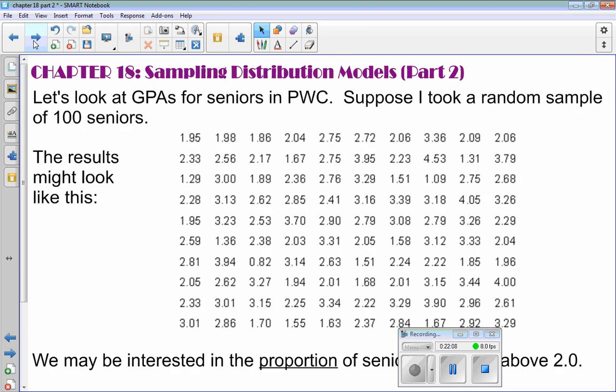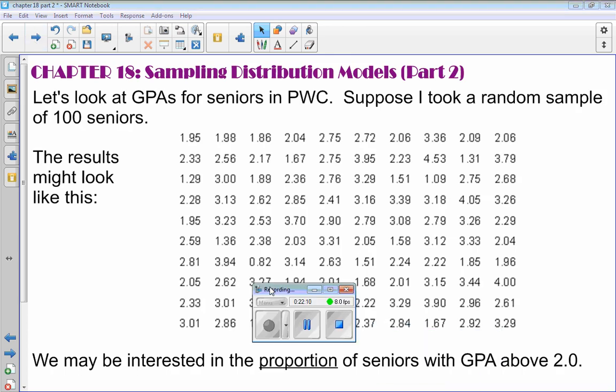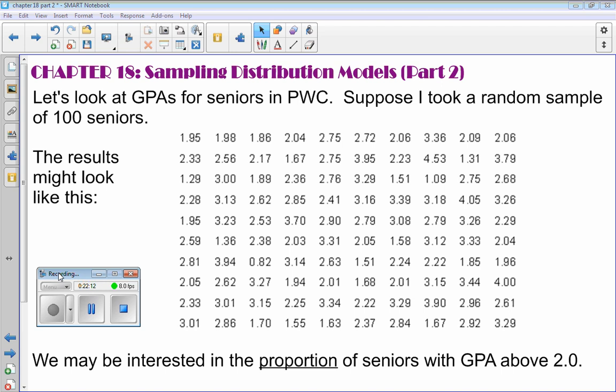But let's talk about the newer stuff, the second half of chapter 18, because the first half just dealt with the means, and you were given some formulas that dealt with your mean and standard deviation. The mean of the means is still the mean. That sounds weird. The average of the means is the original mean. And the standard deviation was just the standard deviation divided by the square root of the sample size.